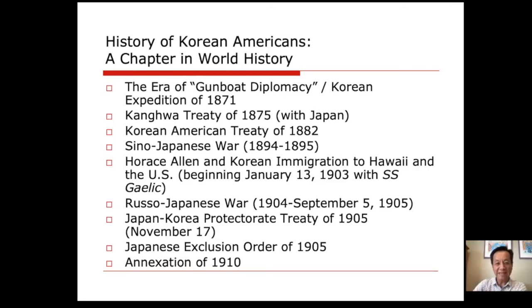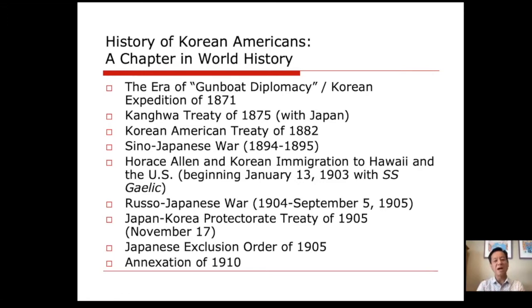And so the idea here is that what you should do is send Koreans to the United States. The United States is going to be a major power in the world. And those Koreans could lobby the United States government to come to Korea's rescue. And so that's the advice.